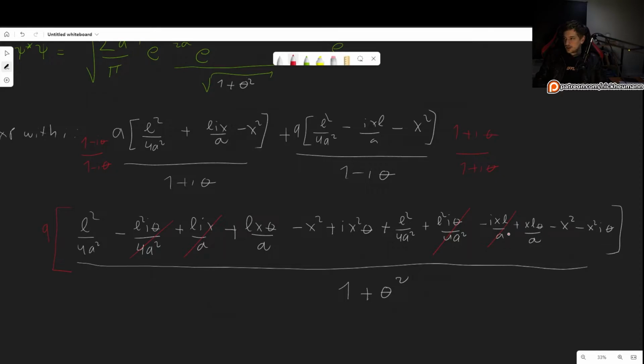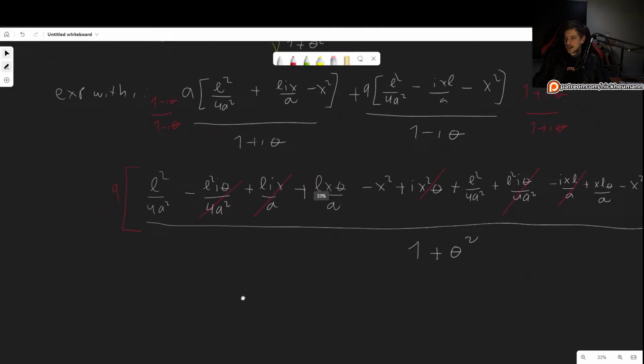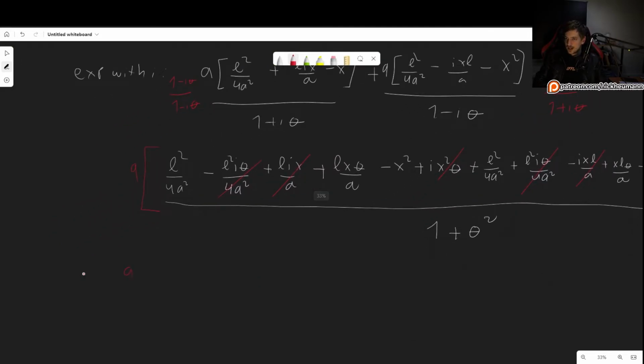Let's see. No, these two are up. These two are up. This cancels out this. And everything else adds up. So we get a factor of 2 times L squared over 4a squared. So 2 L squared over 4a, but that's simply going to be L squared over 2a squared.